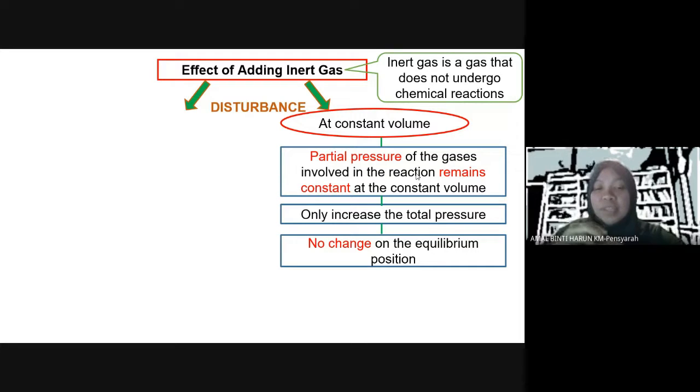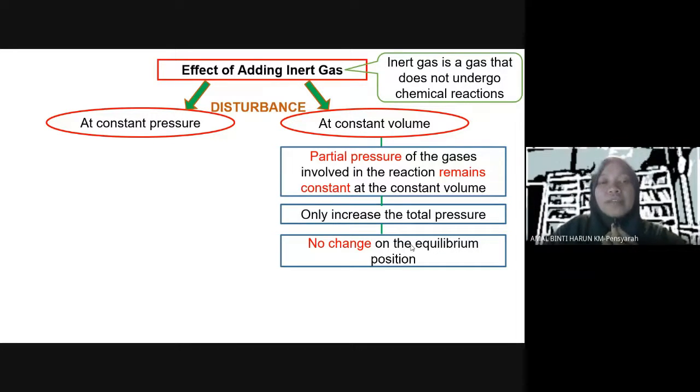Bila total pressure sahaja yang bertambah, adakah dia mempengaruhi equilibrium? No change on equilibrium position. Sebab gas A, B, C tu tetap sama. Dia tak akan mempengaruhi penghasilan produk atau penghasilan reaktan. Okay.